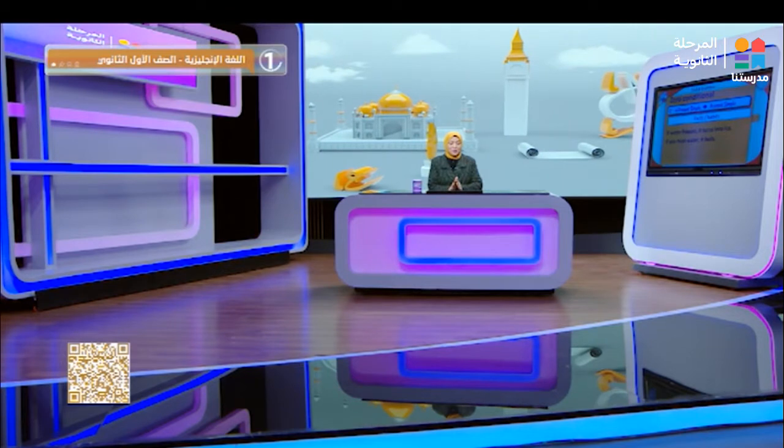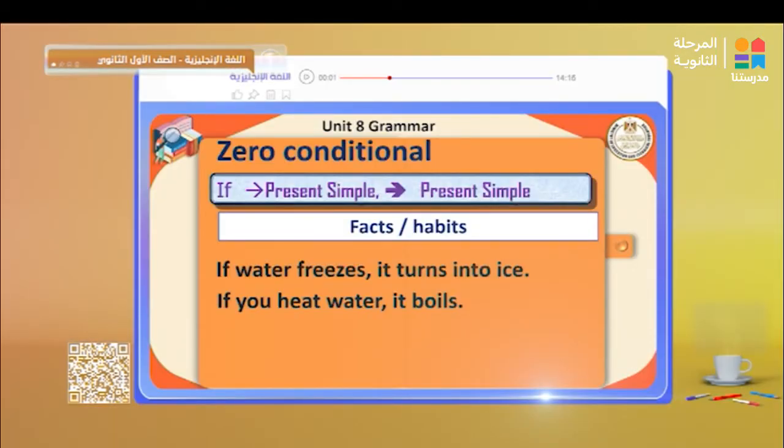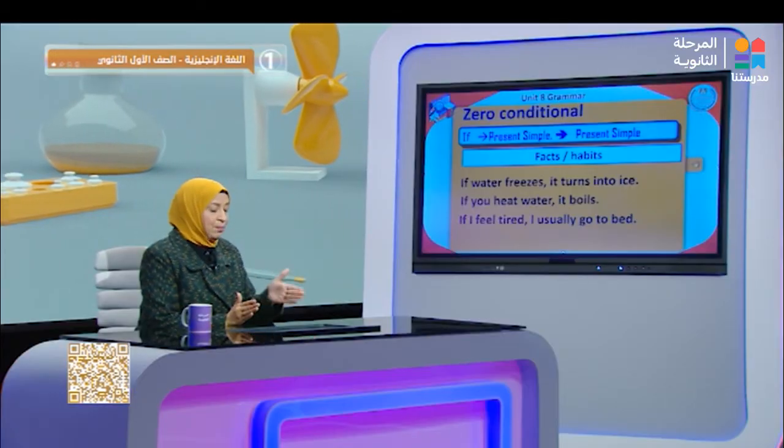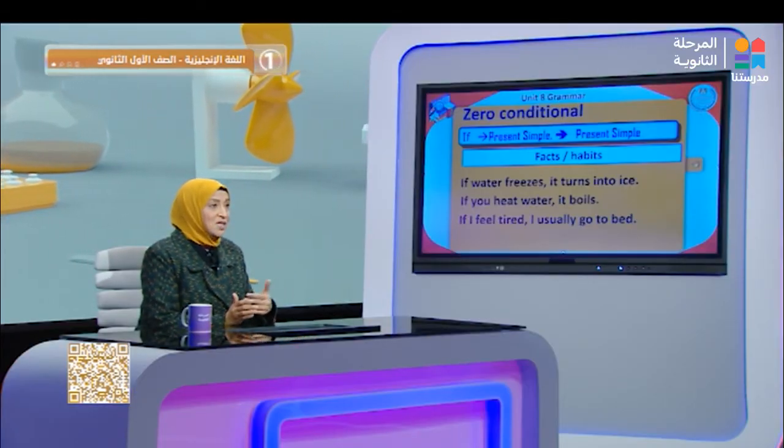Look at the other example. If you heat water, it boils. Again, if you heat water, if you put it on the oven, of course it boils. If I feel tired, I usually go to bed. Here is a habit. So we can express fact or habit. If I feel tired, I usually go to bed. This is my habit. When I feel headache, I usually take an aspirin or I usually take a cup of coffee. This is my habit. So we use zero conditional. If plus present simple, present simple, to express either fact or habit.